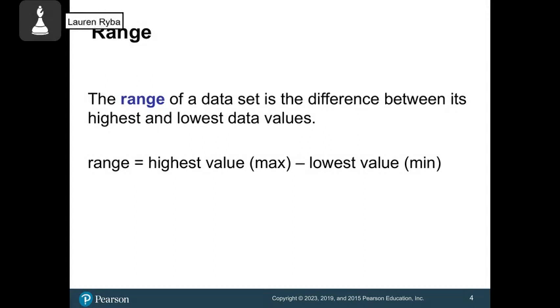The first measure of variation we're going to discuss here is called the range. The range is just the difference between the largest value and the smallest value. So to calculate the range, you take the maximum, or the largest value, and subtract the minimum, or the smallest value.